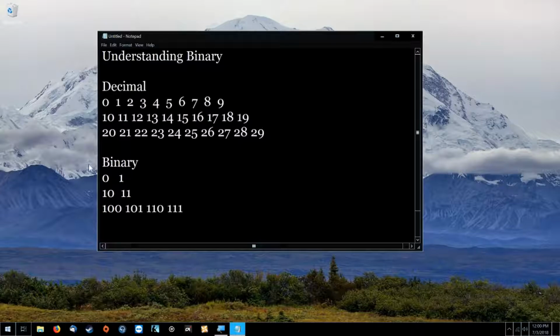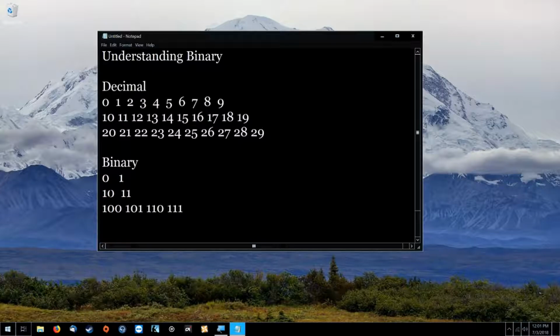So binary, bi, means 2. So it works on a 2-digit system. So we have a 0 and a 1. In binary, you will only ever see a 0 and a 1. You'll never see a 2 or a 5 or a 7. Nothing like that. It'll always be a 0 or a 1. So that means that we go 0, which is still 0 to us, 1, which is also still 1, but then after that, we go 1, 0.